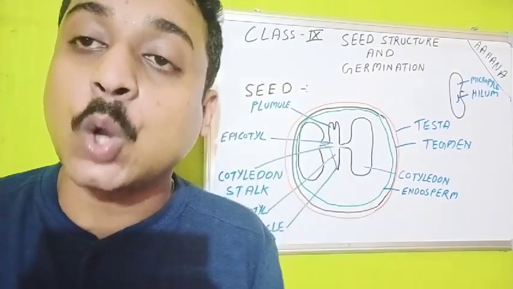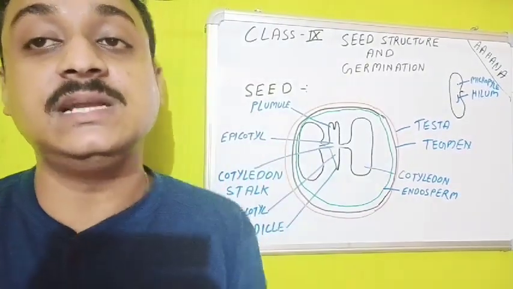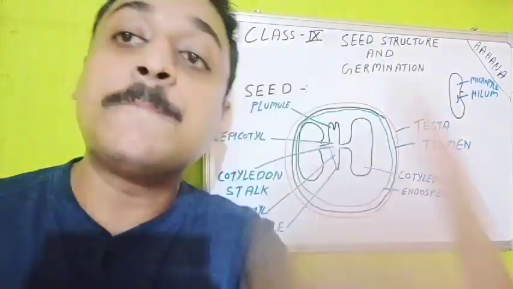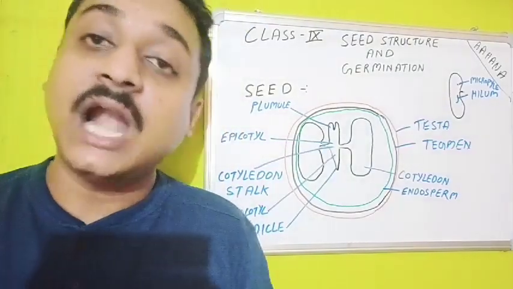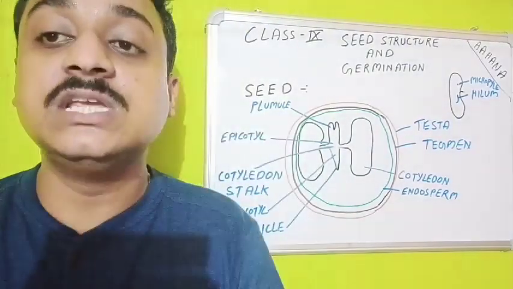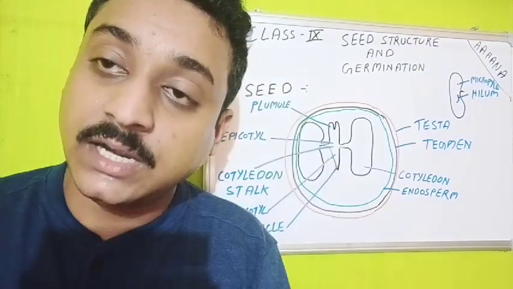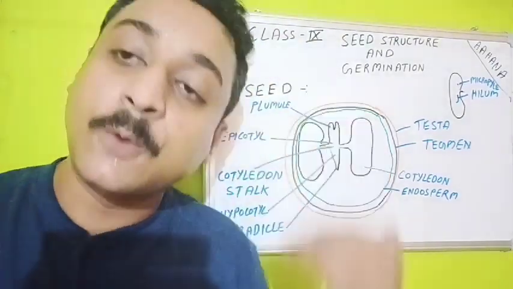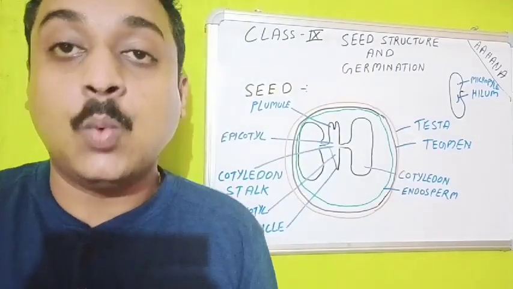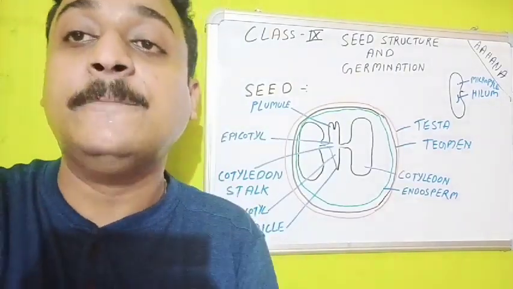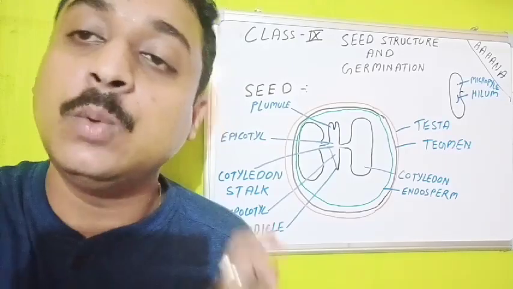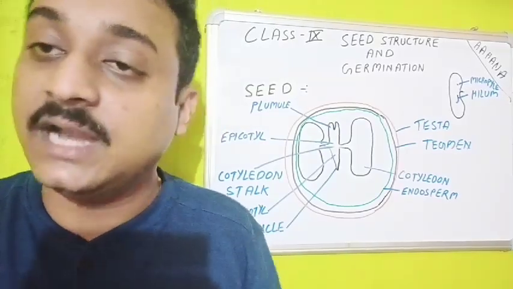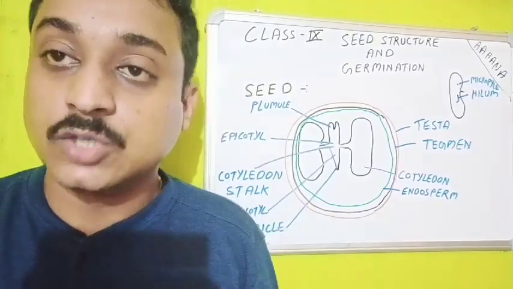And whenever we are talking about the embryo present inside the seed, that embryo is the growing plant present inside the seed. That growing plant allows the seed to germinate, and the seed will protect the growing plant. Once the seed is damaged or hampered, that growing plant inside will be killed and it cannot germinate. So that's the reason why.